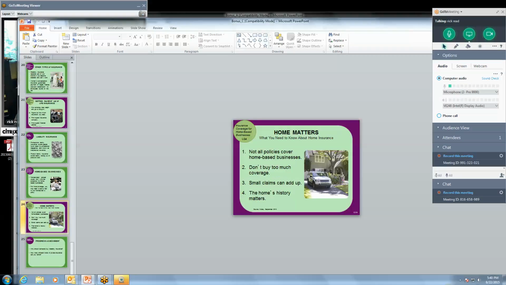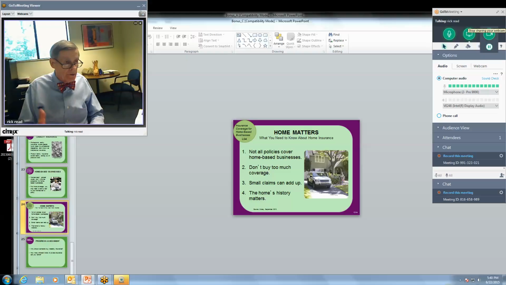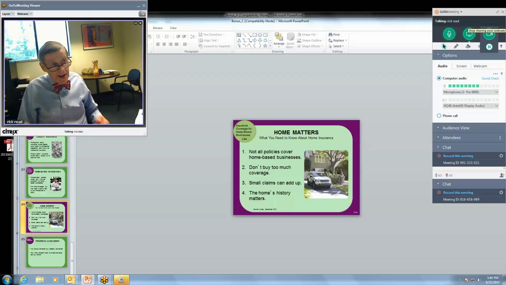This talks a little bit more about what I said, but there are some things that I want to add here. Don't buy more coverage than what you need. Remember, you're not going to get paid for anything more than what is assessed. Small claims add up, so you might want to think about paying small claims out of your own pocket. And then find out about your home. If you have an older home, chances of things going bad in the home increase because of age, and that can increase your insurance as well.